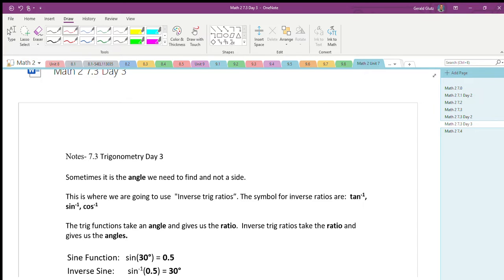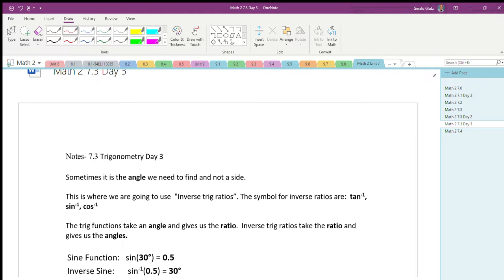Hello, today we're going to be talking about inverse trig functions. So this section might be kind of tricky for a lot of you. So be ready to pause the video and make sure that you understand what's going on before you move on.